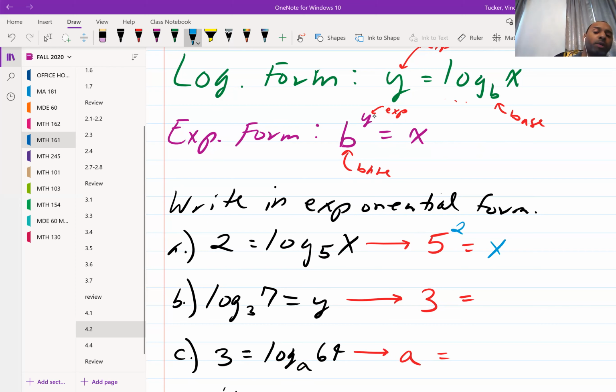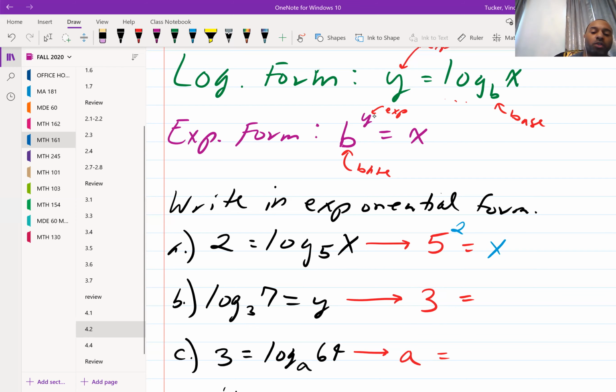All right, so you always start off with your base. Your base is always going to be the constant throughout both relationships. And we look at the next one, log base 3 of 7 is equal to y. If 3 is my base here, 3 is going to be my base here.